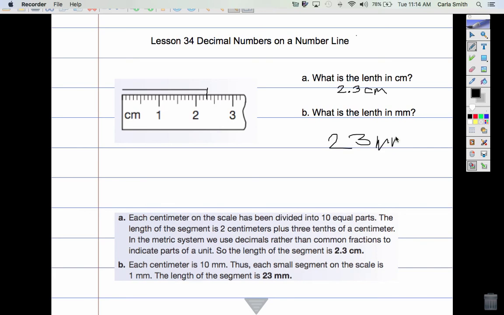millimeters. Or, if I think of my scale, I'm going from centimeters to millimeters, so I'm going down on my scale, so I'm going to multiply by 10. So if I have 2.3 multiplied by 10, I'm going to move my decimal place over once, and I'm going to have 23 millimeters. So that's how we are going to determine the length on that ruler.